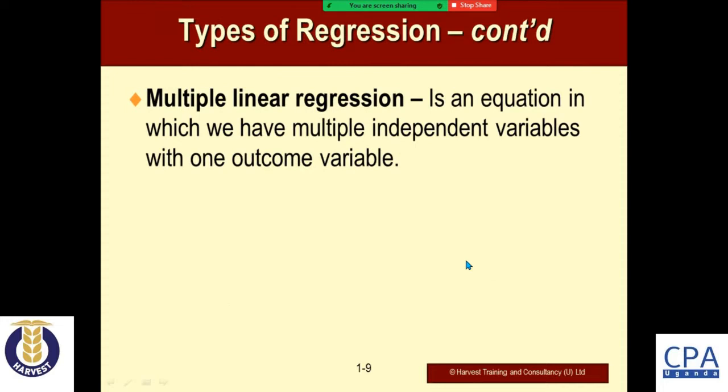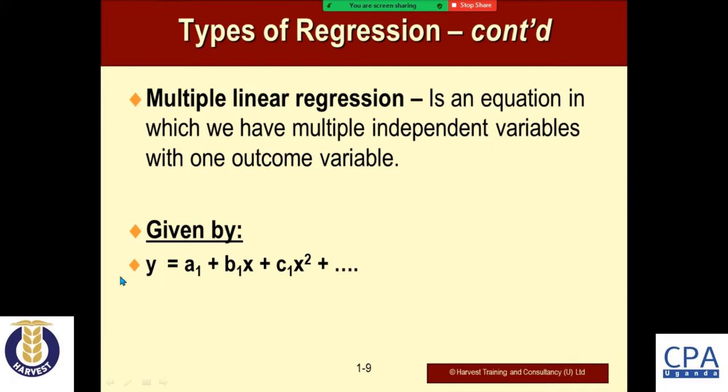We can also have what we call multiple linear regression. Multiple linear regression is an equation in which we have multiple independent variables with one outcome variable. So it is given by this equation here, and as you can see, we have one dependent variable and multiple independent variables. Of course, here you'd see x and then x squared and x to the power 3 and so on. So that would be multiple linear regression.